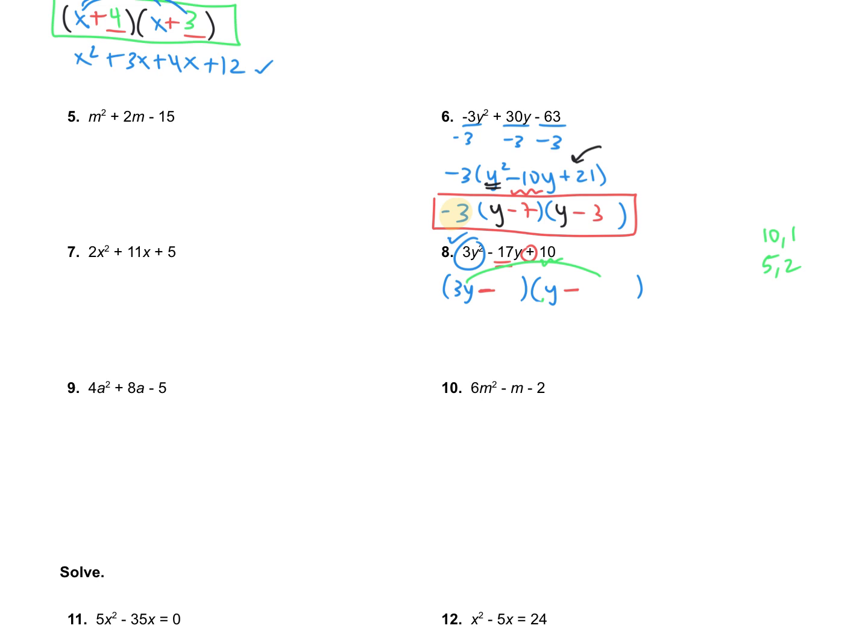I think I did 5 and 2 before, so let me, right? Which number did I try first? 5 and 2. I tried 5 and 2? Okay, so I tried 5 and 2, so let me try 2 and 5 this time. So that will give us a negative 2y, and then it'll give us a negative 15y. Did that get us where we needed to get to? Yes. So that is our final answer.